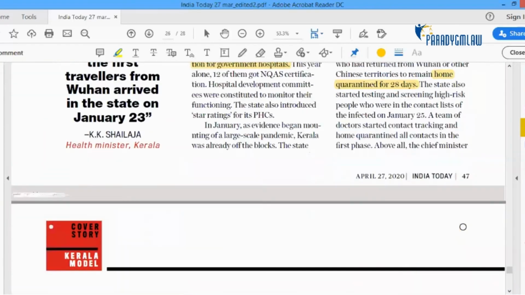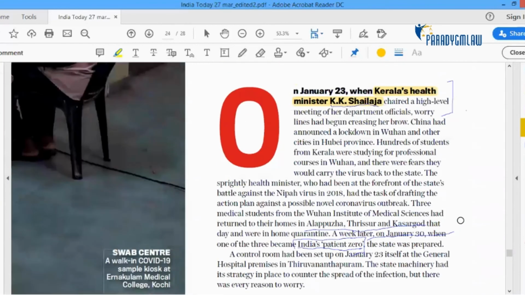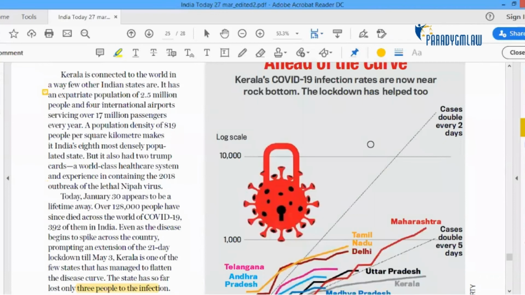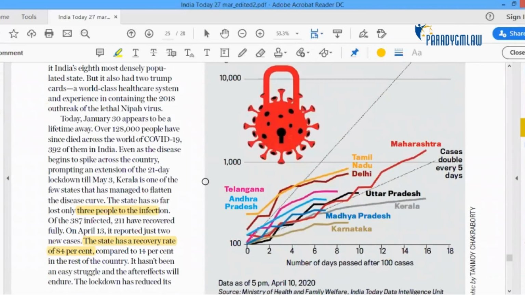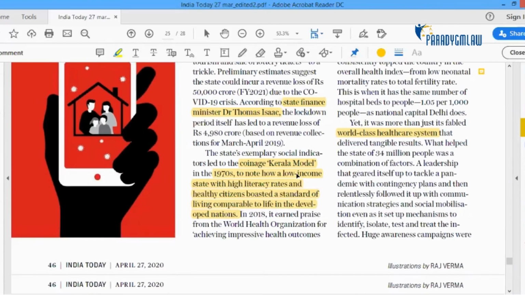So, in this particular article, what I would highlight is probably the names of the Chief Minister, Pinarayi Vijayan, the Health Minister, KK Shailaja, and also how they have taken certain steps to reduce the infection rate, which is very important.